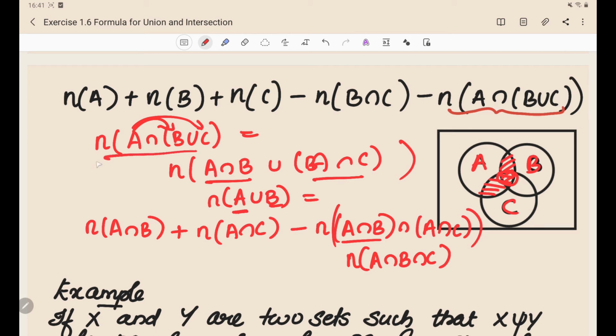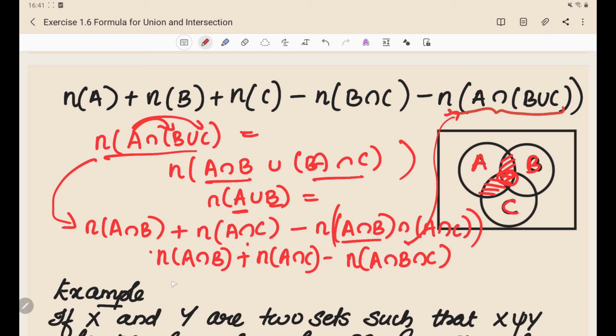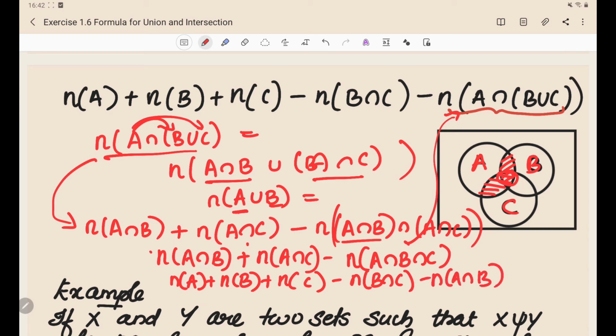So now this term you have converted into three terms. What are they? n of A intersection B plus n of A intersection C minus n of A intersection B intersection C. I am writing it again. Now substitute this value in the formula, this one. So what will you get? n of A plus n of B plus n of C minus n of B intersection C. Again, minus is there, so minus n of A intersection B. Again, minus n of A intersection C, right?